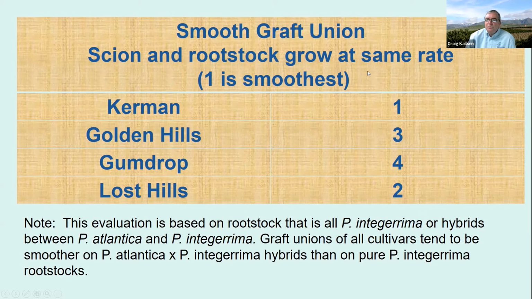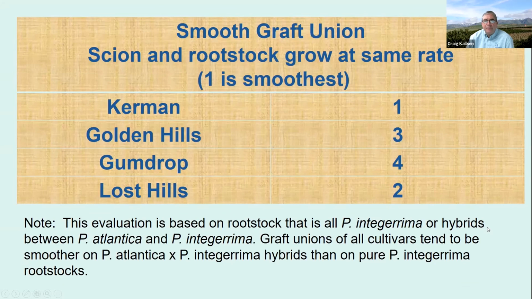So you want a real smooth graft union. Kerman's the number one choice. Lost Hills, not much different. Golden Hills produces more of a substantial overgrowth on PG1 as the trees grow older, and Gumdrop's probably the worst. It's probably the worst for overgrowing the rootstock. It forms a very squat tree, but not a very tall tree.